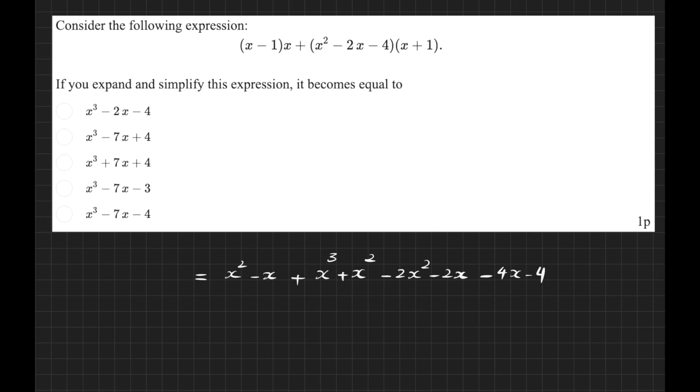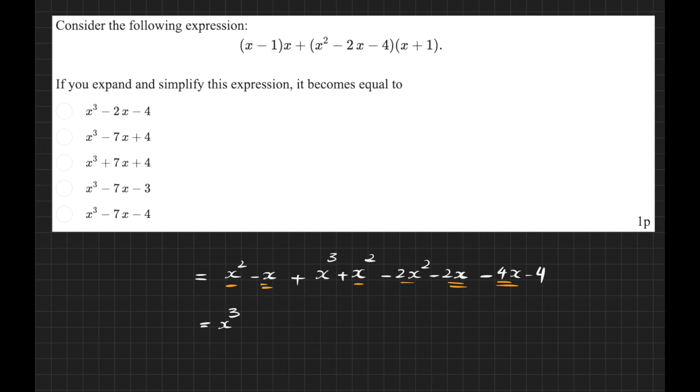Extremely simple. So what are the similar terms? So this one and that one are similar. These two are also, these three of course are also similar. Okay, so what is left for me? x cubed is alone, so let me write it first, x cubed, and then as you see here, minus 2x, and this is minus... sorry, let me calculate x squared first.